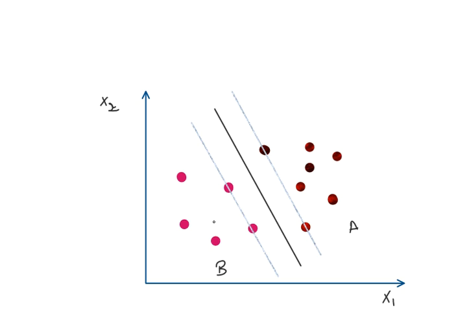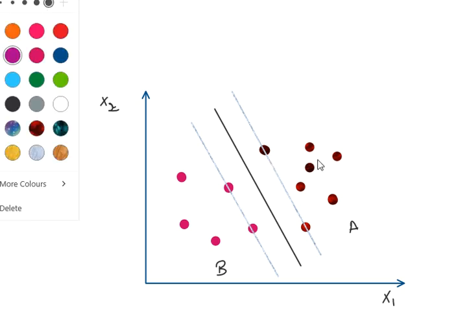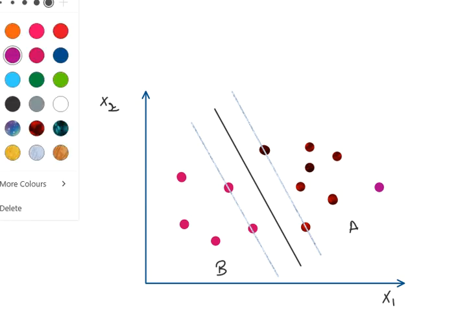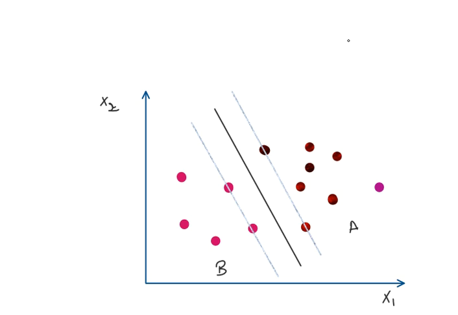So what SVM will do is find the equation of the line, after finding the maximum margin hyperplane. Suppose it has to classify a point here. Let's say this point needs to be classified. It will take the coordinates of this point. Let's say the coordinates are x11 and x21.